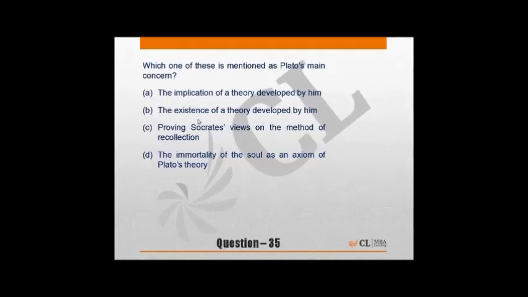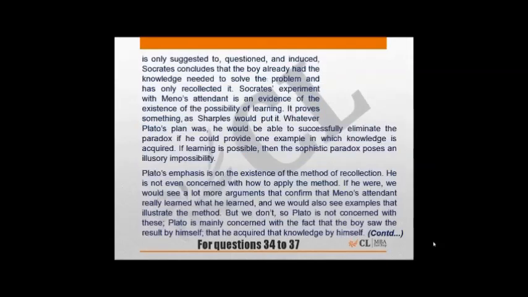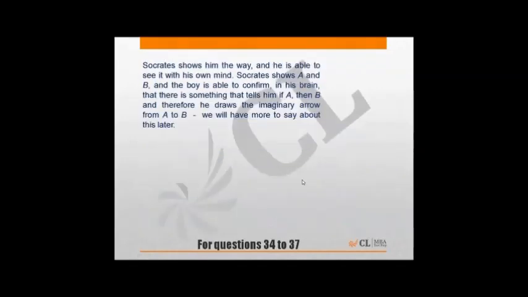Which one of these is mentioned as Plato's main concern? Now, if we go back to the passage, in the end, it had very clearly mentioned this part. Plato's emphasis is on the existence of the method of recollection. He is not even concerned with how to apply the method. He is only interested in the existence of this method. How to apply it, he is not worried. That this is there and it works is what he is looking at.